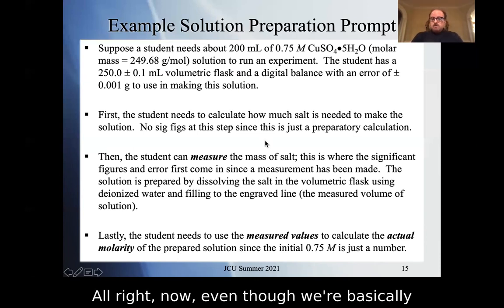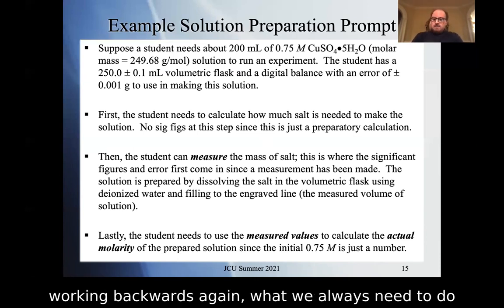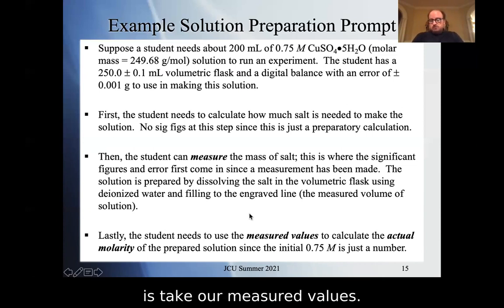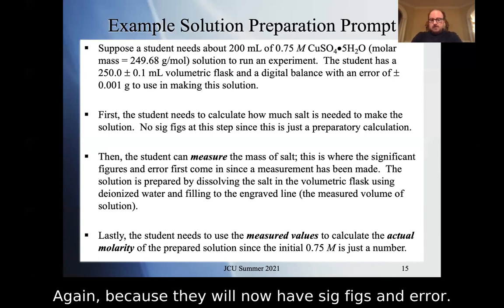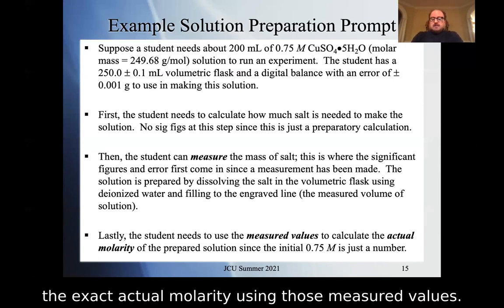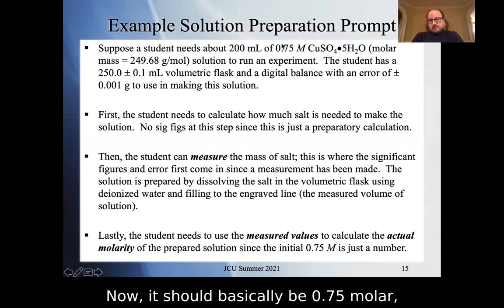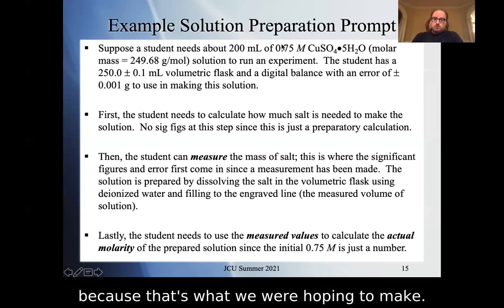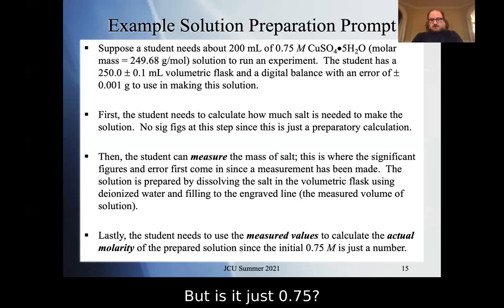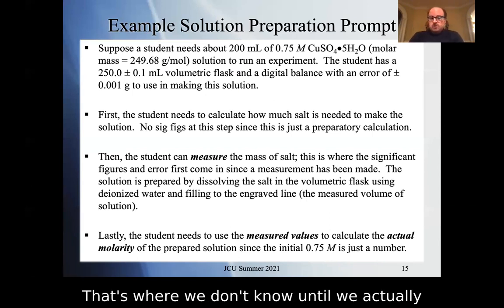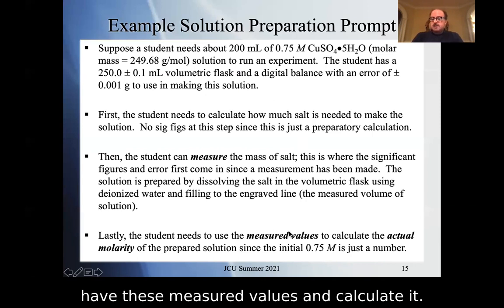All right, now, even though we're basically working backwards again, what we always need to do is take our measured values, again, because they will now have sig figs and error, and we actually need to calculate the exact actual molarity using those measured values. Now, it should basically be 0.75 molar because that's what we were hoping to make. But is it just 0.75? Is it 0.750? Is it 0.7500? That's where we don't know until we actually have these measured values and calculate it.